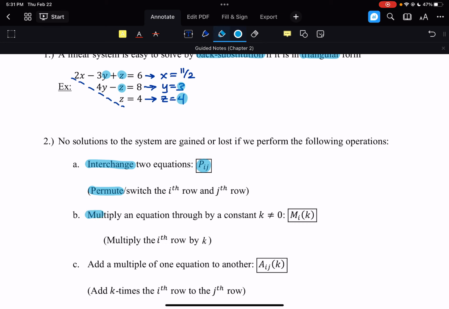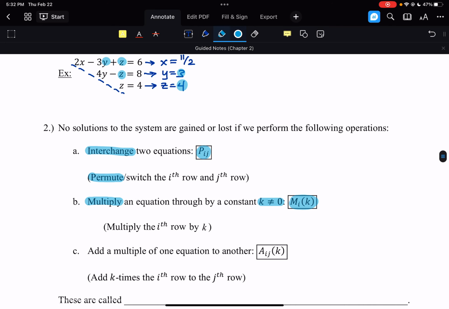Next thing we can do, we can multiply an equation through by a constant k, as long as that constant is not equal to 0. So again, back up here, if z equals 4, and I multiply both sides of this by 2, I get 2z equals 8. That still has exactly the same solutions that the original did. And so we can perform this operation without changing our system. This one is abbreviated M sub i of k. So again, this is where you multiply the ith row by k.